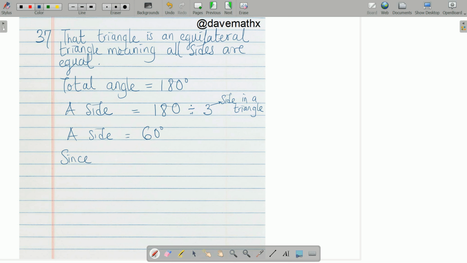Since the angle is 2x, we then equate it to 60 degrees: 2x equals 60 degrees. Dividing by the coefficient of x, which is 2, x equals 30 degrees.